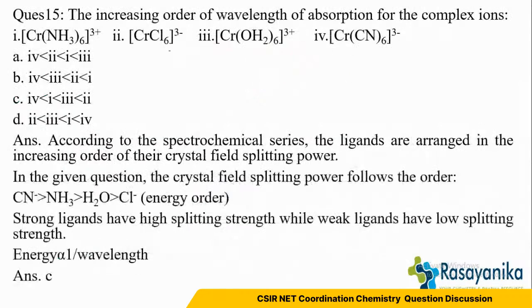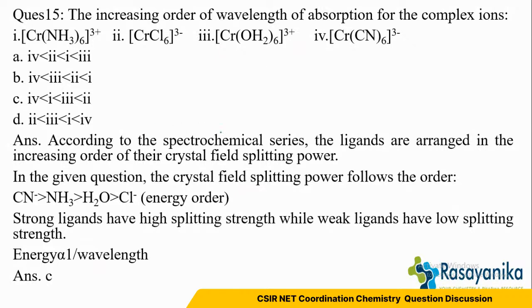Okay, the increasing order of wavelength of absorption for the complex. Now we need to find the wavelength. You can see that chromium is in the plus 3 oxidation state in every complex: 1, 2, 3, 4. So what will be the point of difference? It will be the ligand.